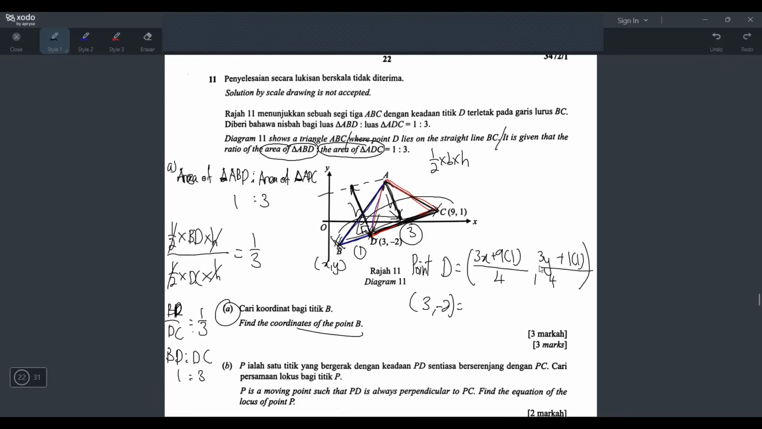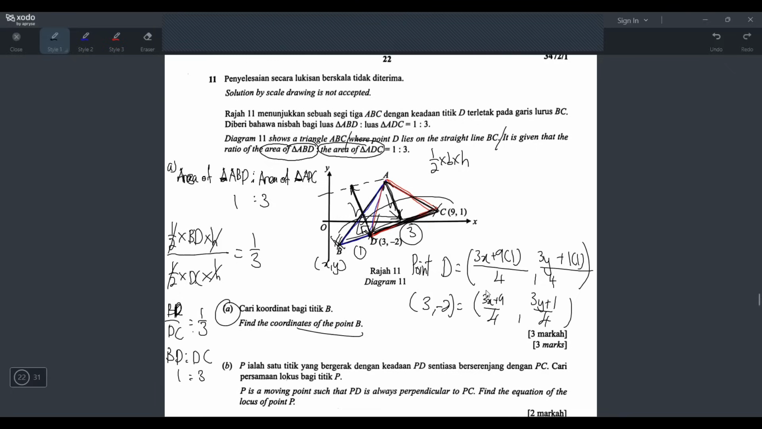Okay, for those who don't understand, I'm just using the formula. Okay, this is the formula. This is the formula we learned in Form 4 chapter coordinate geometry. Okay, I call it the point C formula. Okay, the formula is like you kena darab silang macam ni. Okay, so the answer will be 3x plus 9 over 4. This one will be 3y plus 1 over 4.